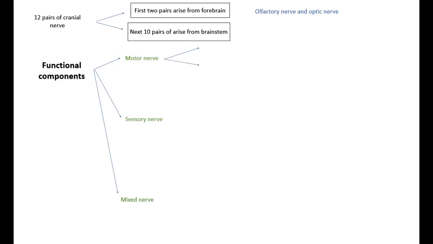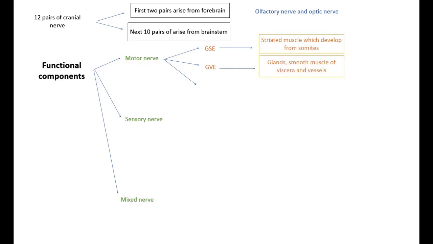Motor nerve: we have three types of motor nerve components. General somatic efferent innervates the striated muscle which developed from somites, and general visceral efferent innervates the glands, smooth muscle, viscera and vessels. And after that we have special visceral efferent that innervates the muscle which developed from the mesoderm of pharyngeal arches.